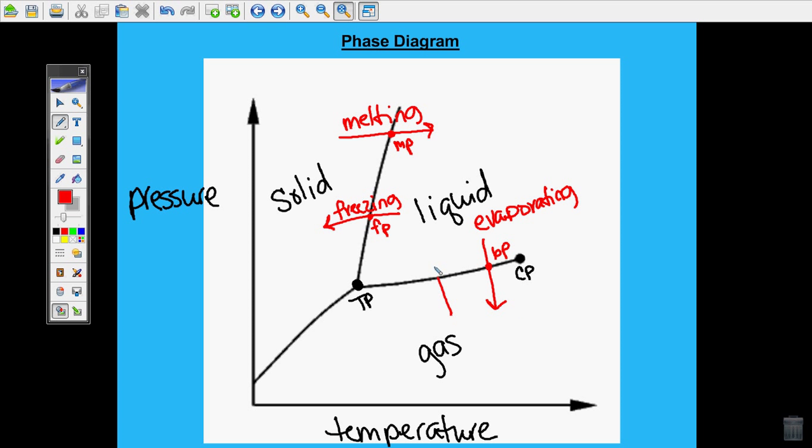If I'm going from a gas to a liquid, that's called condensation. If I'm going from a solid to a gas, that's called sublimation. And if I'm going from a gas to a liquid, that's called deposition.